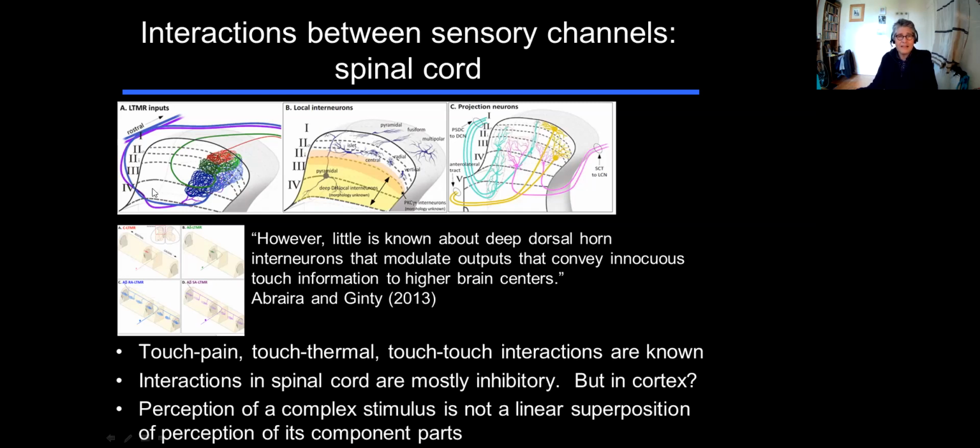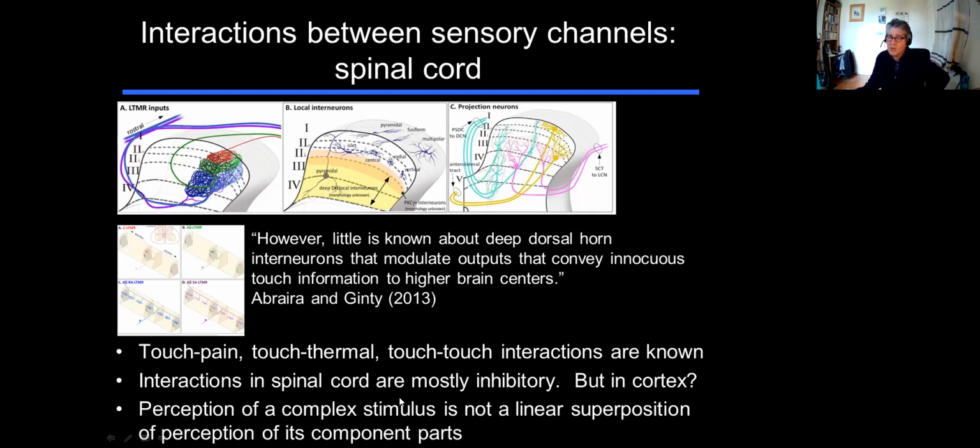These are the different layers of the spinal cord, and they show lots of interactions between different classes of afferent neurons shown by different colors. And these are mediated by lots of different sorts of interneurons. So little is known about these deep interneurons that modulate outputs that convey touch information to higher brain centers. We do know that in the spinal cord, you get interactions between touch and pain. And this is why if you hurt yourself, you hold onto your hand really tight. It's because there's an inhibitory interaction from touch to pain. It makes it less painful. Also, touch with temperature and even touch with touch.